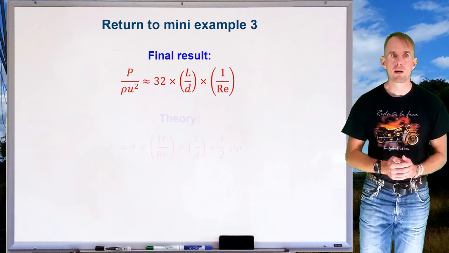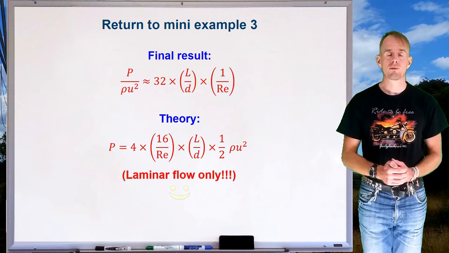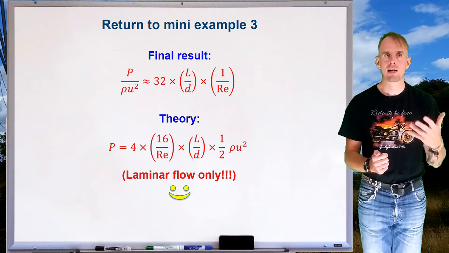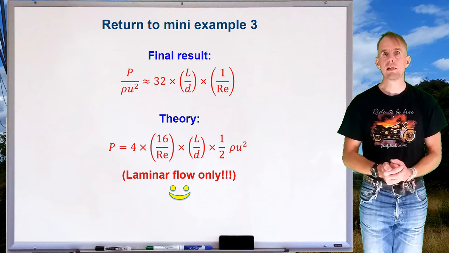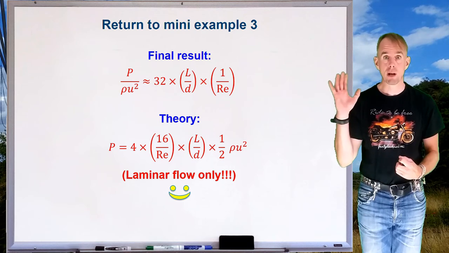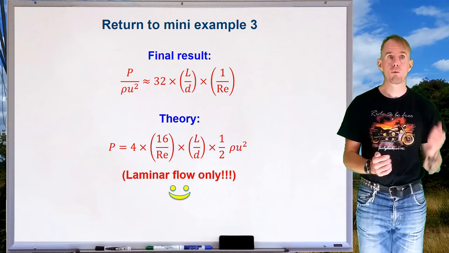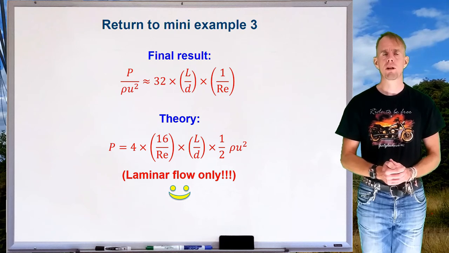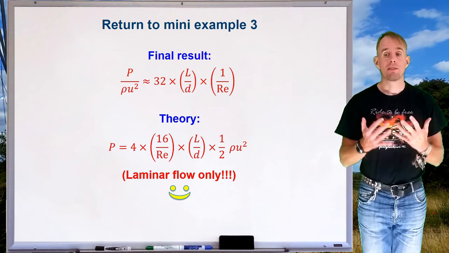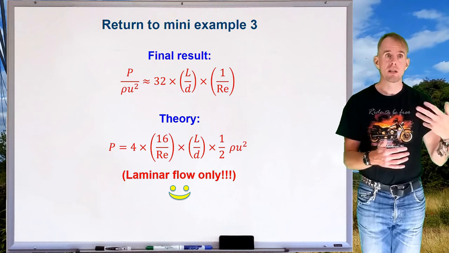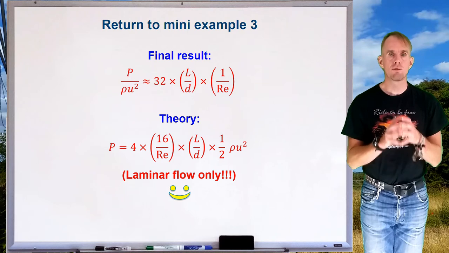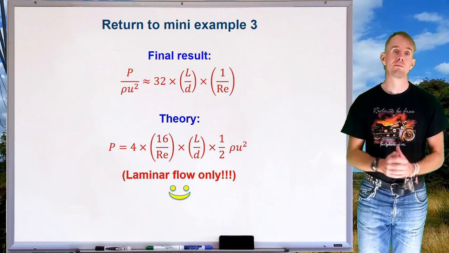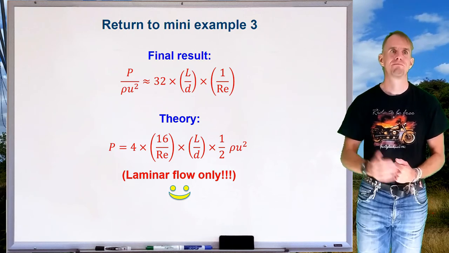Let's compare this with some theory. Fluid mechanics theory that you will have seen says that pressure is going to be 4 times 16 over Reynolds number, that is my friction factor for a laminar flow, times L over D times a half rho u squared. This is for laminar flow only, of course. And we can see that 4 times 16 over 2 gives us 32, and both of the groups, L upon D and 1 upon Reynolds number, are present. So there we have, tied up together, our dimensional analysis and our experiments producing a useful result that we can then go and use to design stuff with. Remember, however, the limitations of the experiments you've done, in this case, laminar flow only.